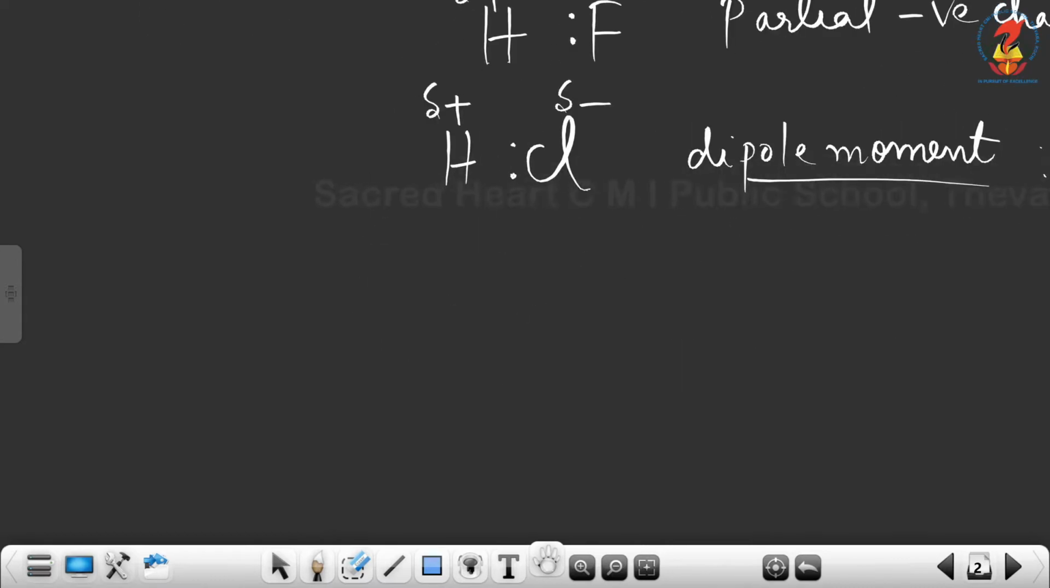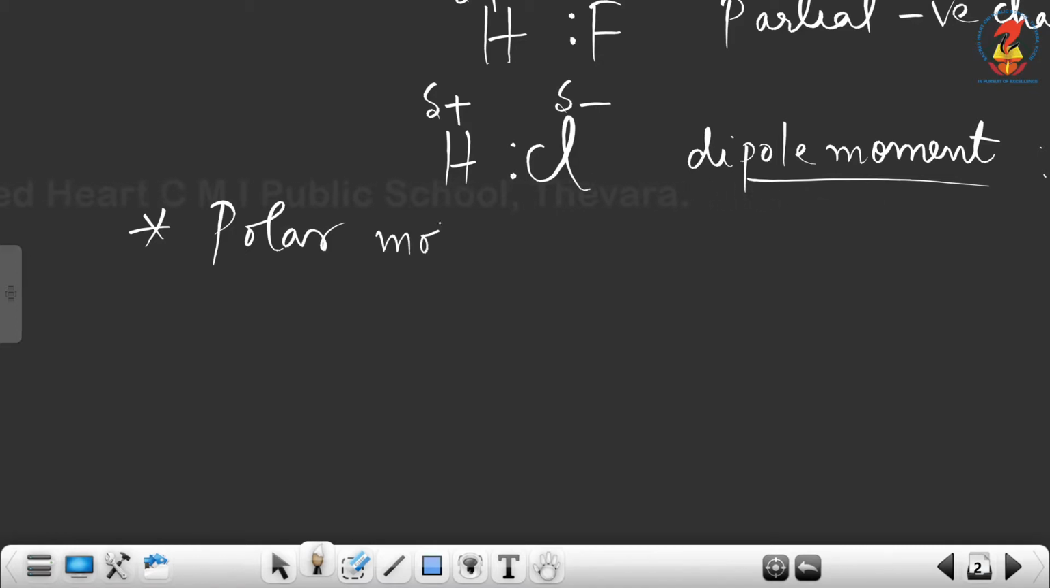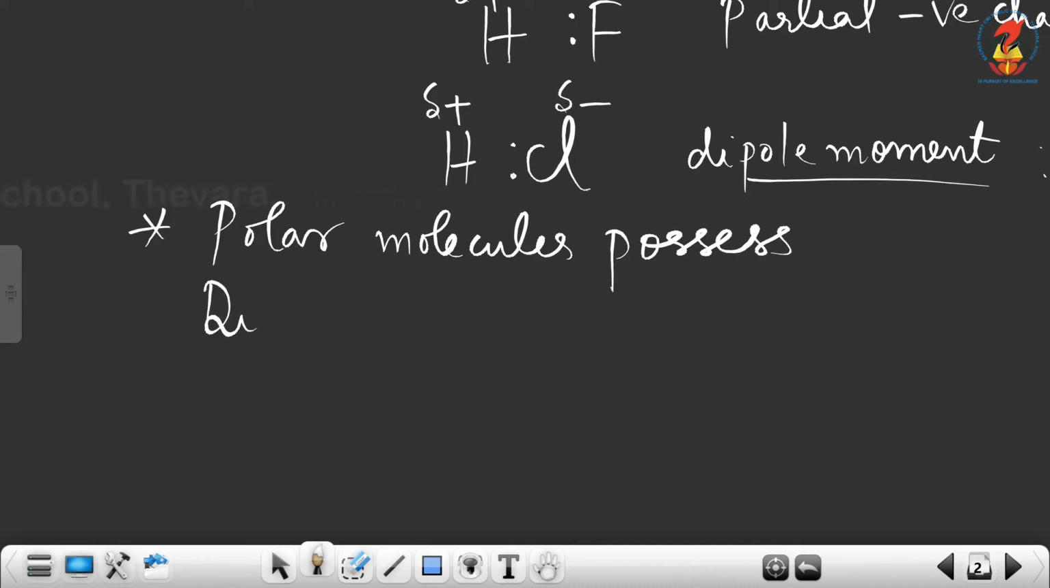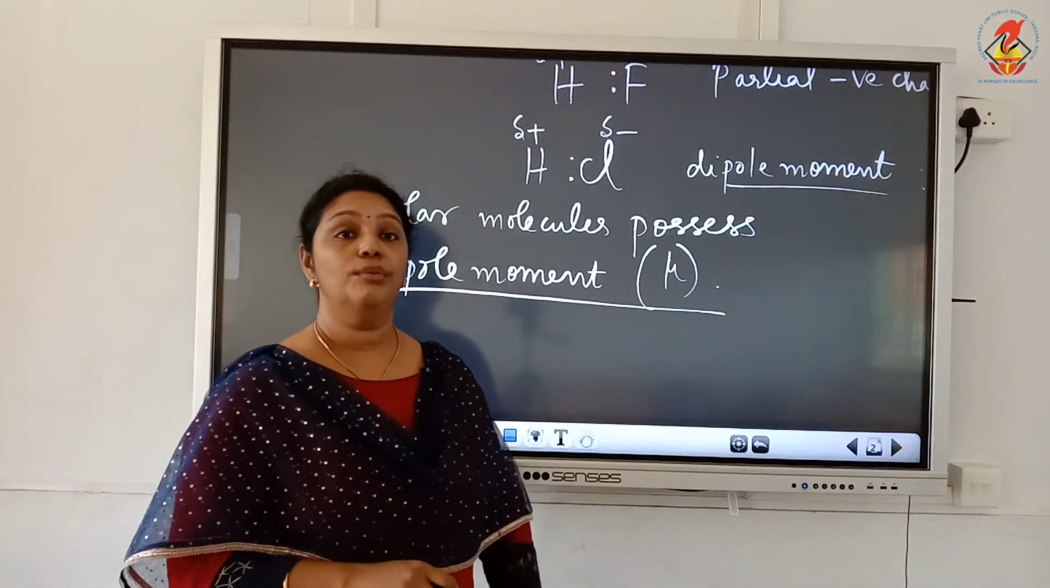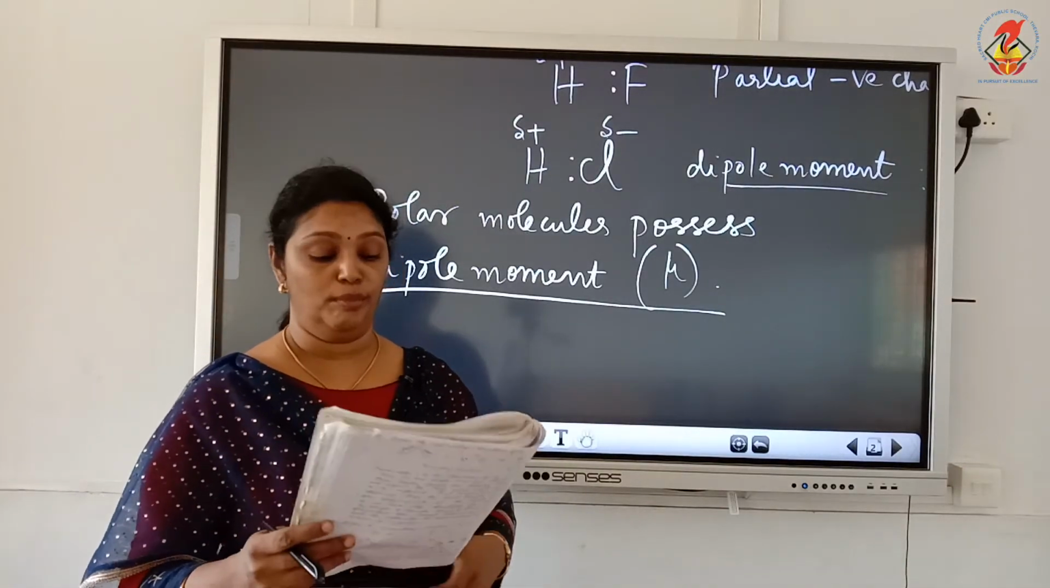Okay, so polar molecules possess dipole moment. This is something very important. Polar molecules possess dipole moment, and dipole moment is denoted by mu. Now let's see the definition of a dipole moment.